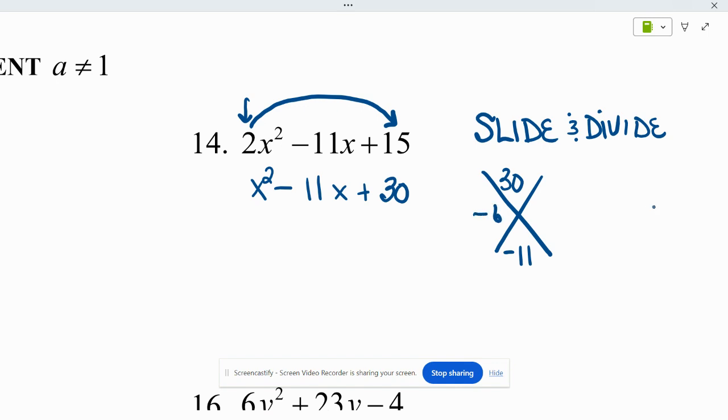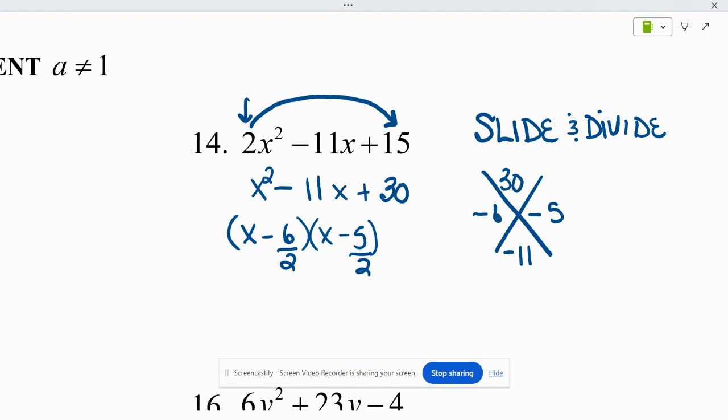So what do I do with those? I write this as what, Noah? X minus 6 and x minus 5, because the factors that you choose are the factors that you use, right? Now, what's the divide part, Carla? Because we haven't done that yet. We divide. We have to divide both of our factors by 2.